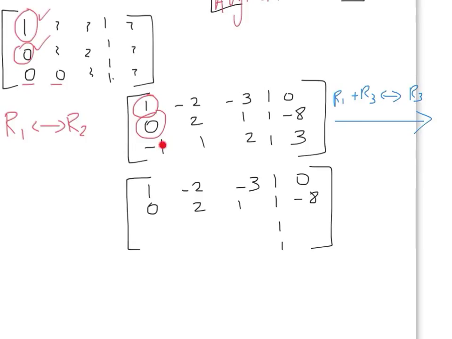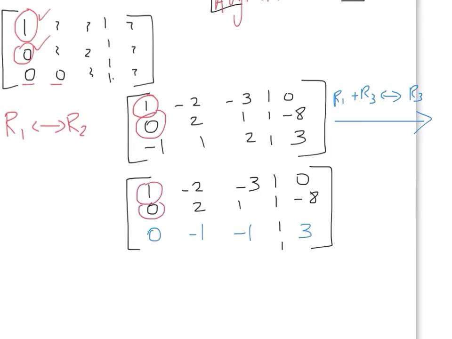So 1 plus negative 1 is a 0. Negative 2 plus 1 is a negative 1. Negative 3 plus 2 is another negative 1. And 0 plus 3 is 3. So that's my new row 3. Now, as you can see, I have a 1.